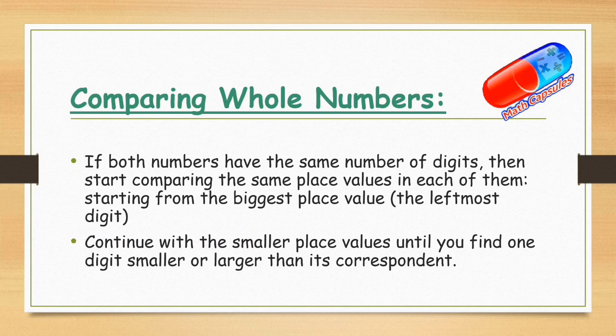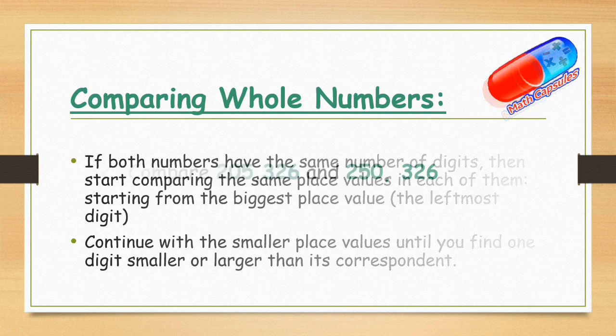But what if both numbers have the same number of digits? Look at this rule. If both numbers have the same number of digits, then start comparing the same place values in each of them. We start from the biggest place value, which is the leftmost digit, and then continue with the smaller place values until you find one digit smaller or larger than its correspondent.